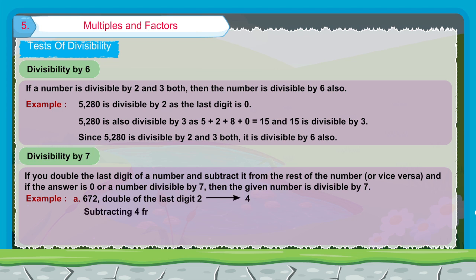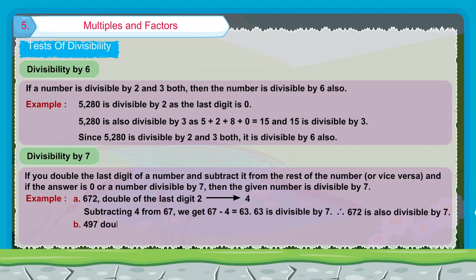Subtracting 4 from 67, we get 67 minus 4 is equal to 63. 63 is divisible by 7. Therefore, 672 is also divisible by 7.